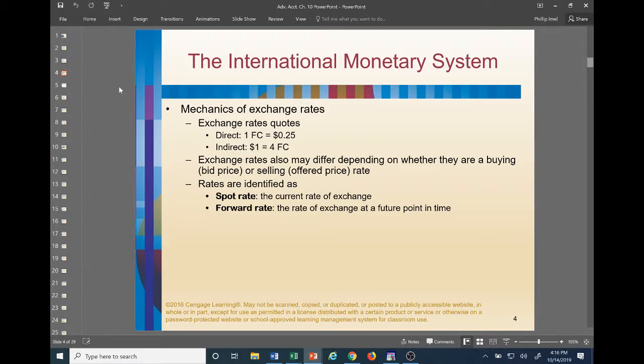Okay, exchange rates often are quoted in terms of a buying rate and a selling rate. So the buying rate is known as the bid price and the selling rate is known as the offered price. The buying and selling rates represent what the currency broker is willing to pay to acquire or sell a currency. Now, exchange rates fall into 2 primary groups. A spot rate is the current rate of exchange between 2 currencies, and forward rates apply to the exchange of different currencies at a future point in time. An agreement to exchange currencies at a specified price with delivery at a specified future point in time is a forward contract.